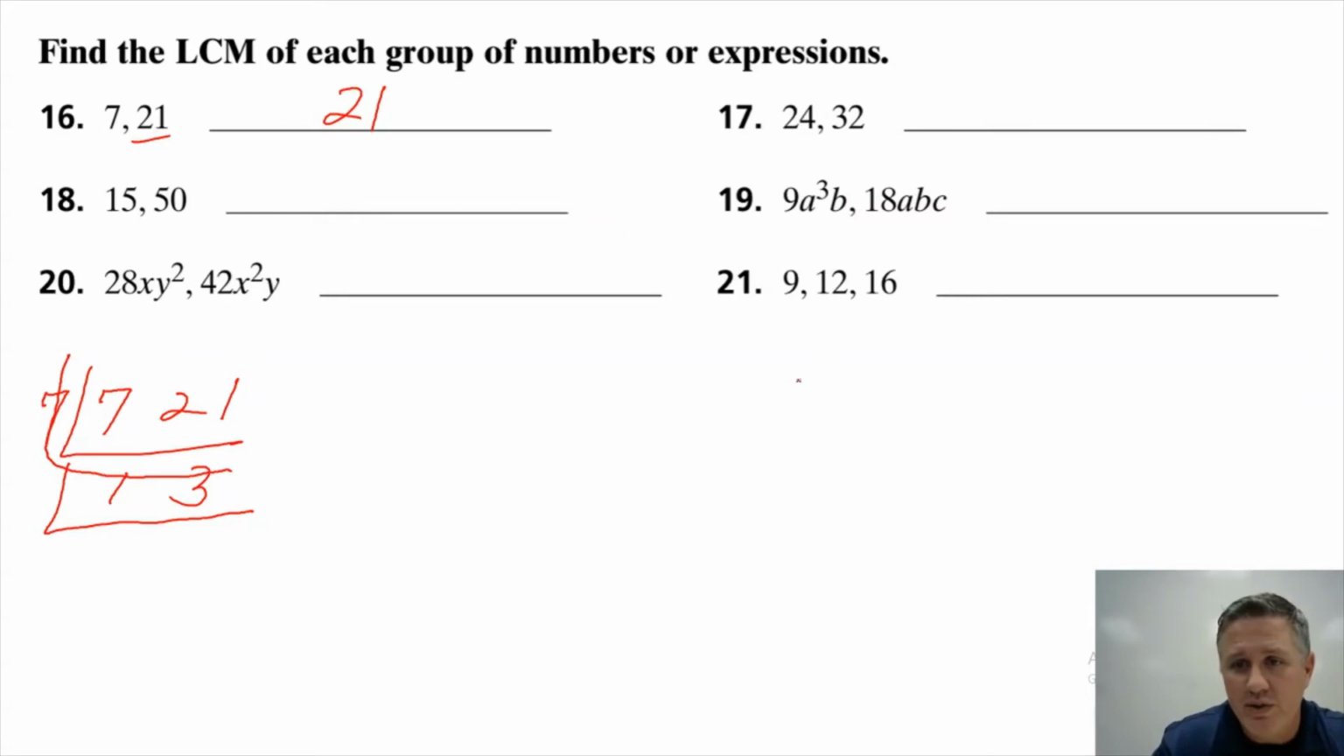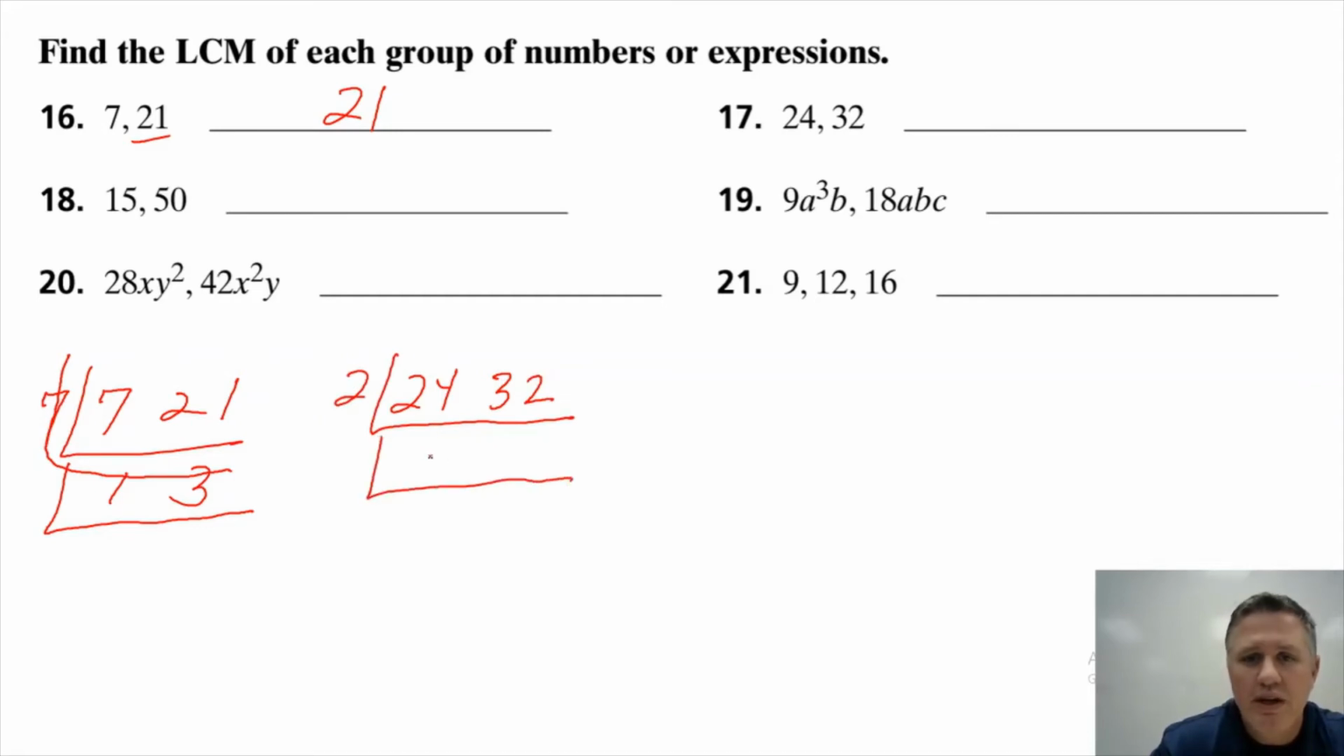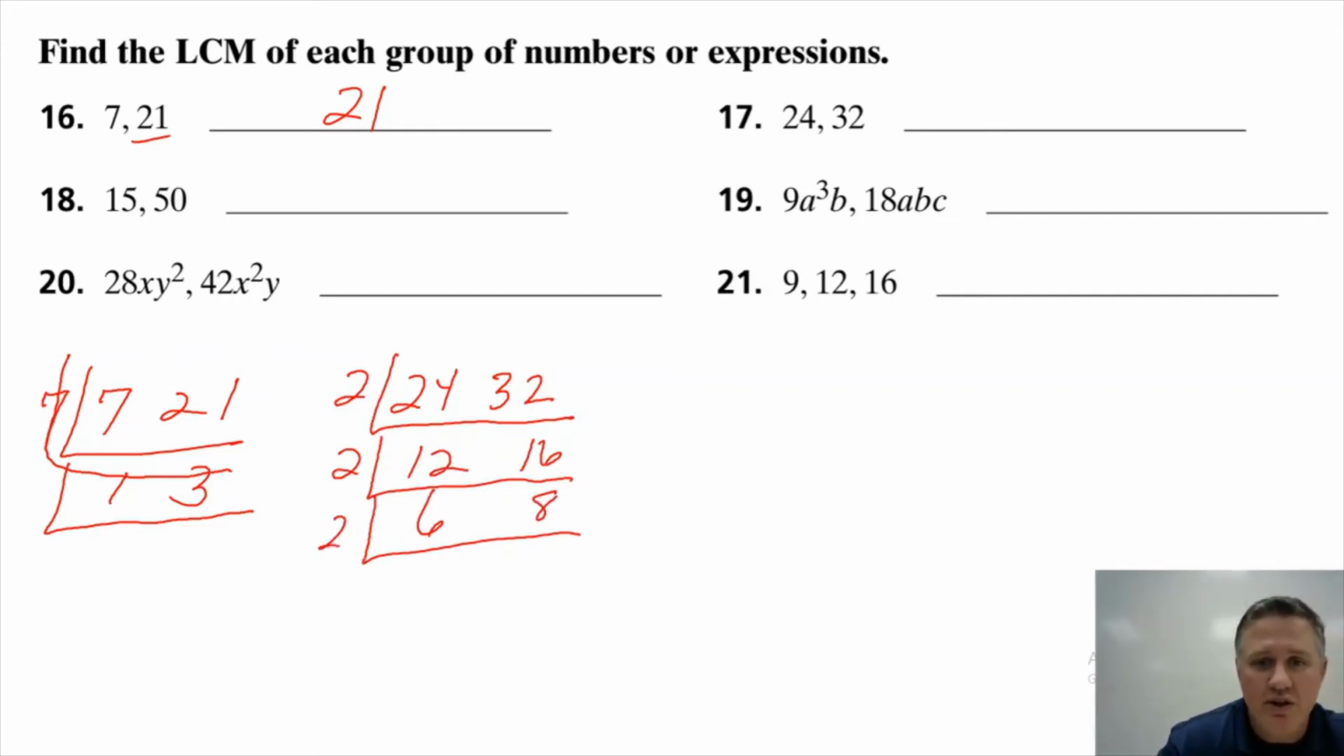24 and 32. Do that right here. 24 and 32. I know they're both even, so 2 goes into both, 12 and 16 times. And I know 2 goes into both again, 6 and 8 times. And I know 2 goes into both one more time, 3 and 4. You could have done yours a little differently and used 4 or 8 to speed up the process.